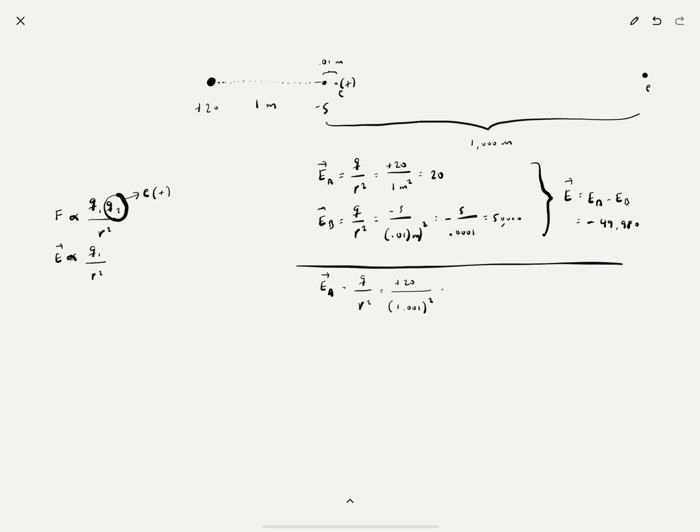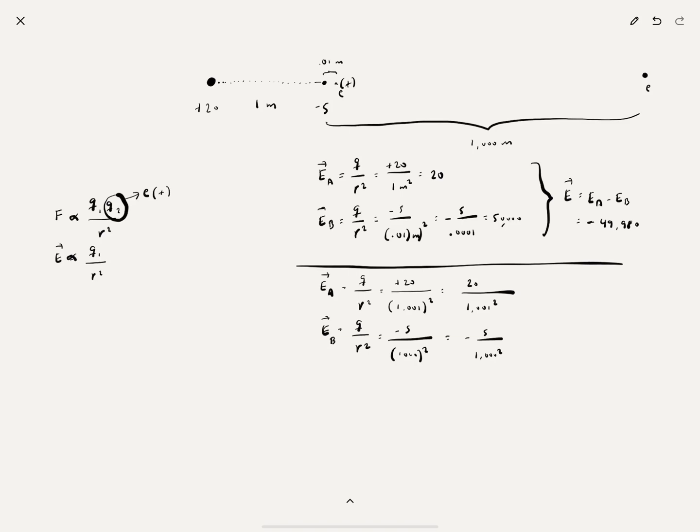1001 meters squared. And you can see if the test charge is 1,000 meters away from body B, it's 1,001 meters away from body A. So this is plus 20 divided by, let's just leave it like that, 1001 squared. And then the electric intensity from body B is equal to the charge over r squared, and that is equal to minus 5 over 1,000 squared, a million, I guess. So that's minus 5 over 1,000 squared.